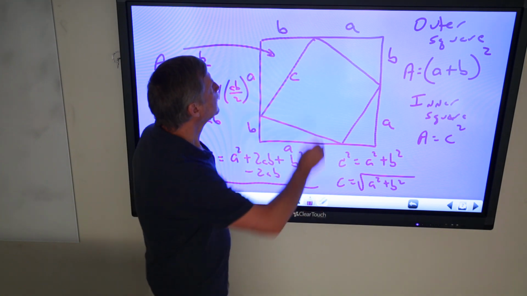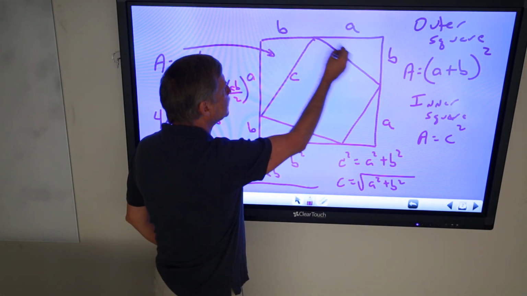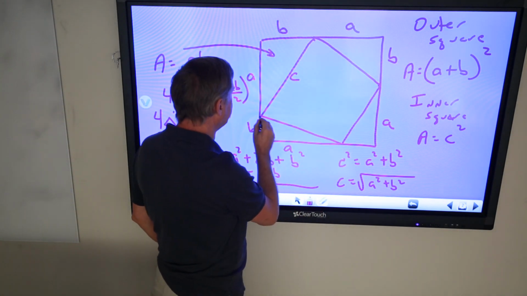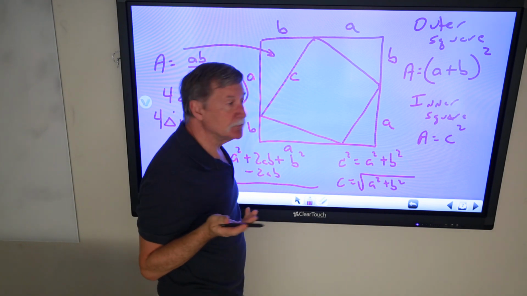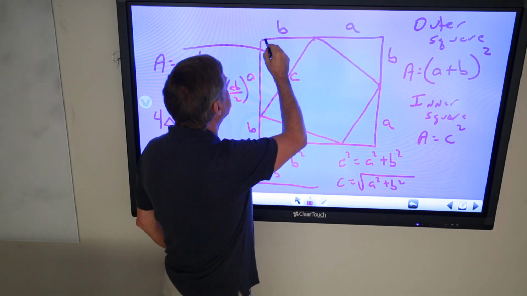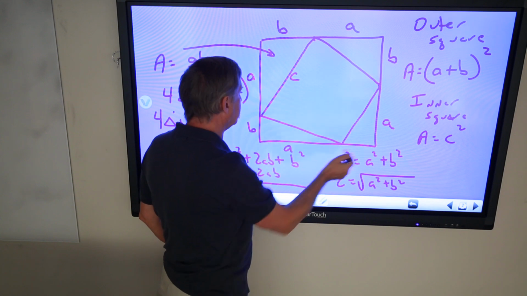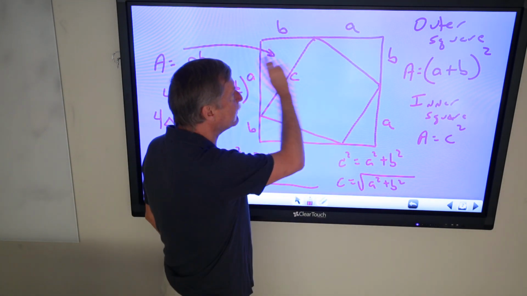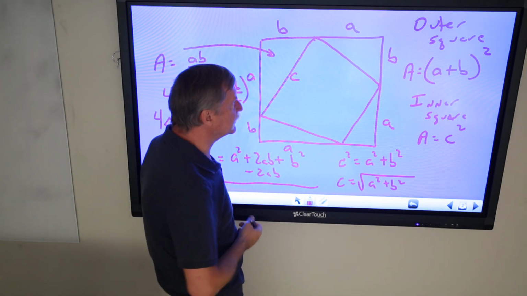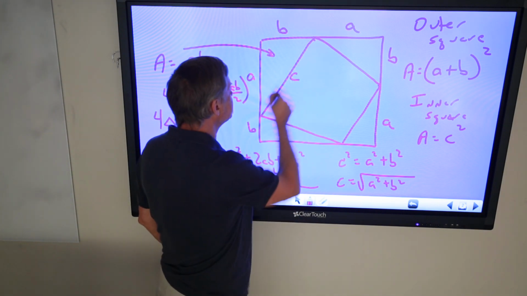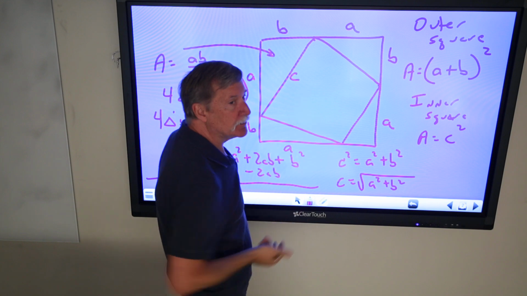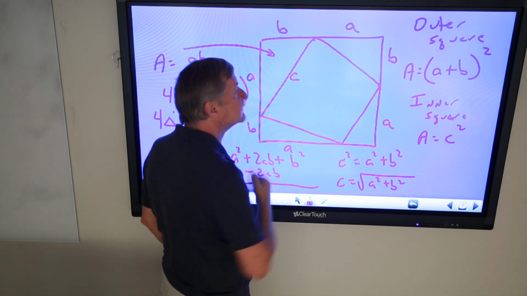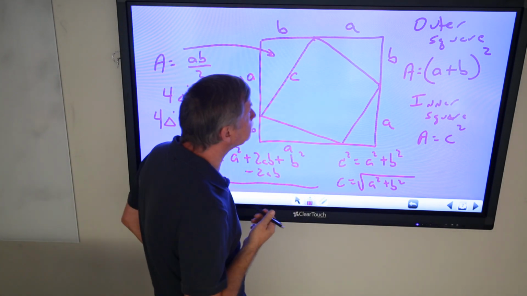All right. The big square, the points where the little square touch divide the big square into two line segments, B and A, B and A, B and A, and they all are the same. A is the same as A all the way around, B is the same as B all the way around. And the inside square, it's a square, so all sides are the same length. We'll call them C. Okay?